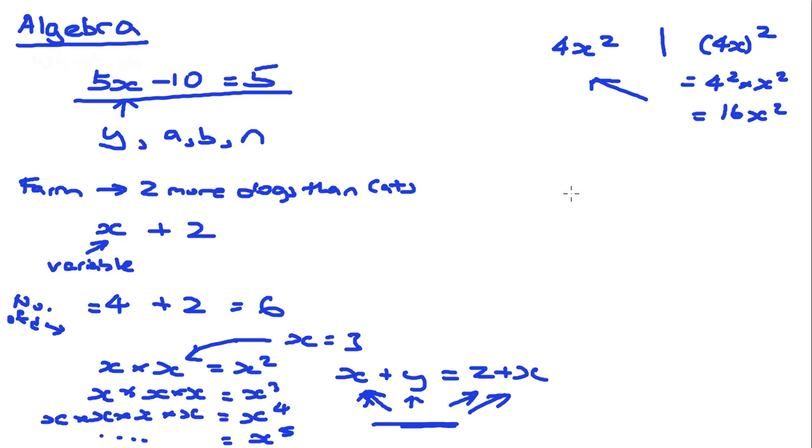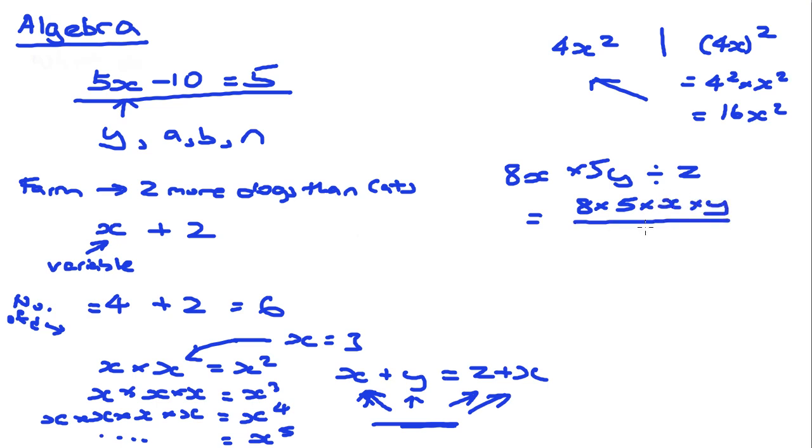Looking at another example, 8x multiplied by 5y divided by z. This can be simplified by taking the numbers out. You can say that this is 8 times 5 times x times y divided by z. So this expression is also equivalent to 40xy over z.